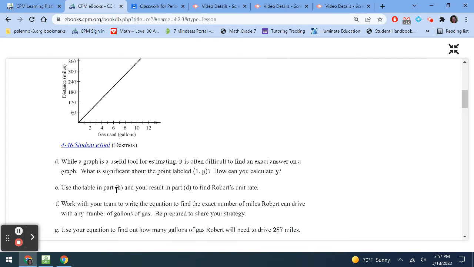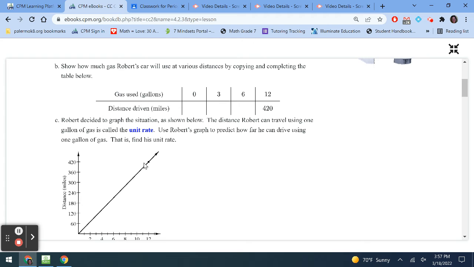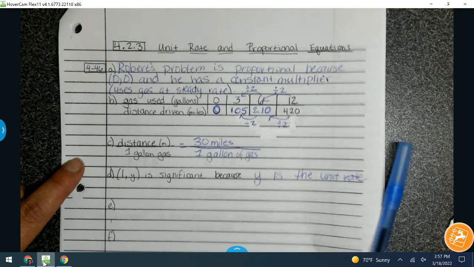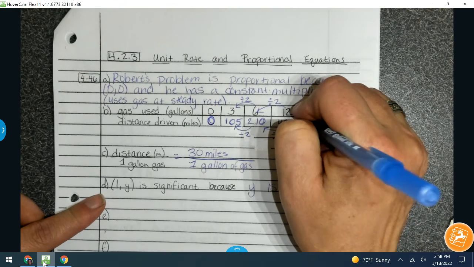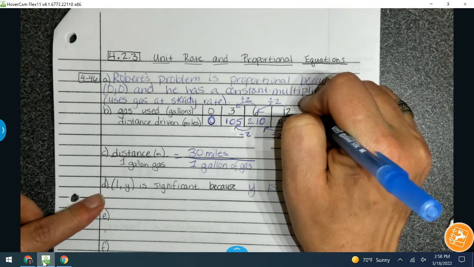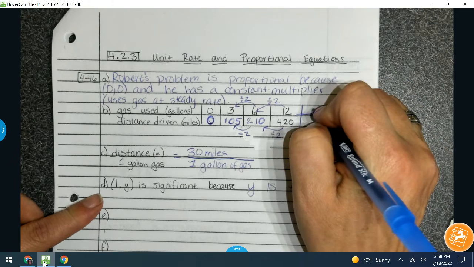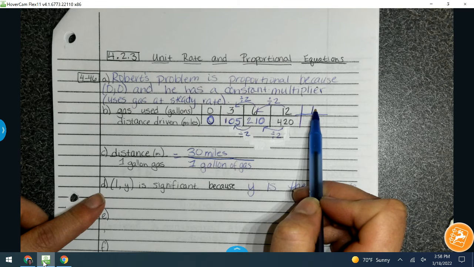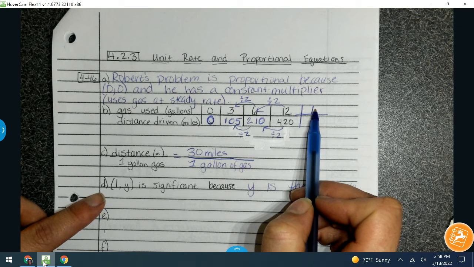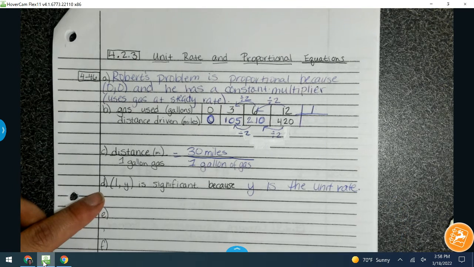But what we're going to do is use a table in part B and my result in part D to find his unit rate. So what they mean is up here, I have 0. I have all of these. I guess I should do it on the paper. Well, we have all of these right here. And that's helpful, but what we really want to also have is we want to know what 1 gallon of gas, how many miles that's worth, or 1 gallon. So how can I figure that out?